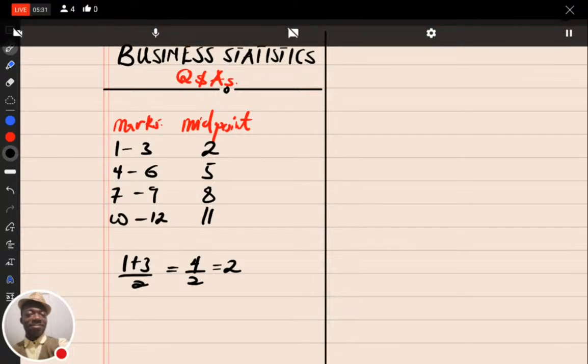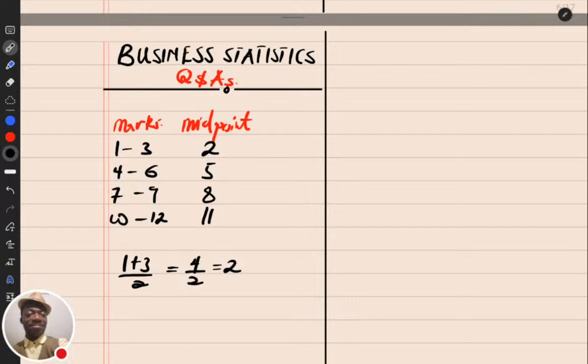The midpoint of the data. So once you get the midpoint, that is perfect. The next thing we want to look at is how we calculate the class boundary. How we calculate the class boundary is very important as part of the discussion.